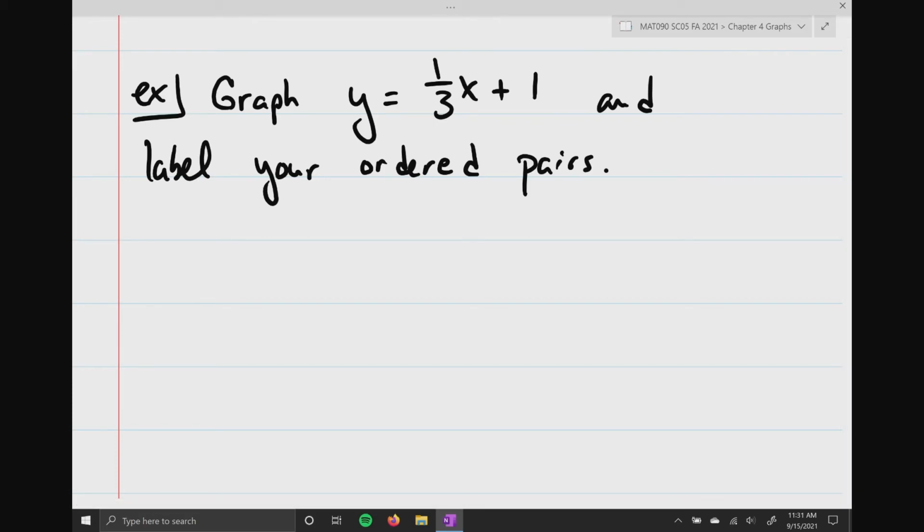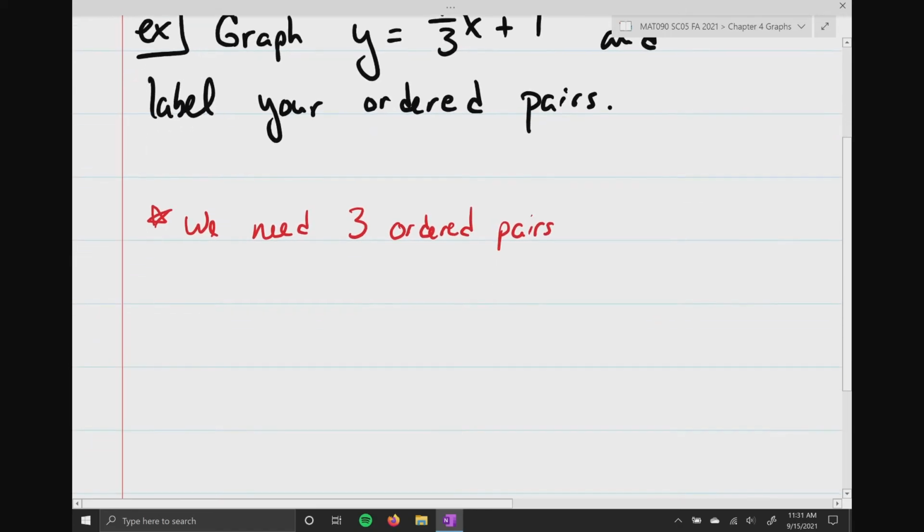And the reason why we always like to do three is just in case you made a math error, you will be able to physically see, uh-oh, I made a mistake somewhere. Because it should form a straight line when you connect all the dots. So I'm just going to put a little star. We need three ordered pairs. Now here's our table.